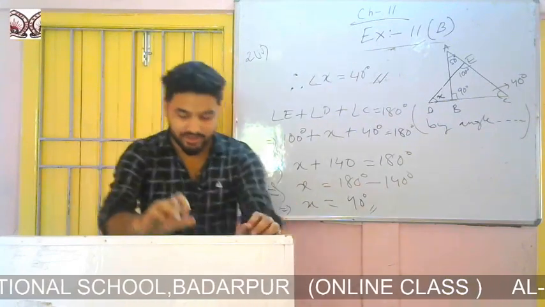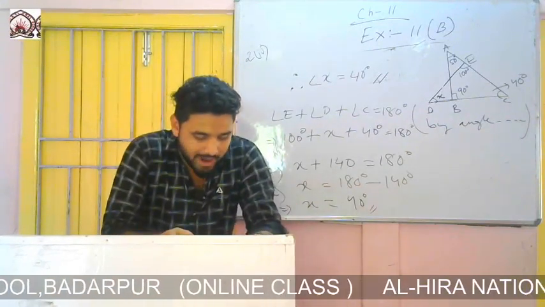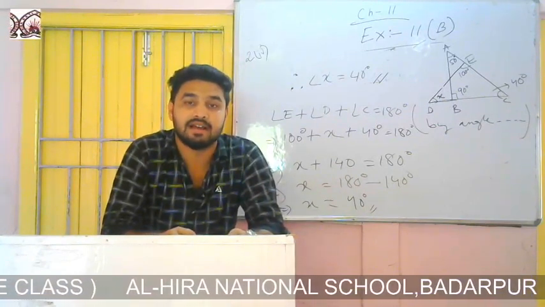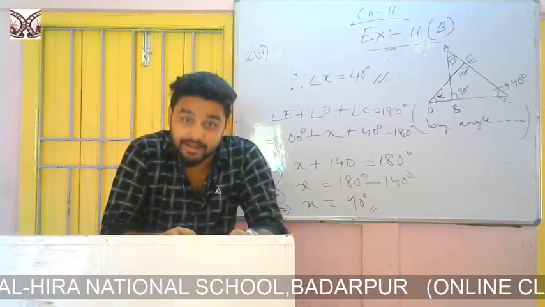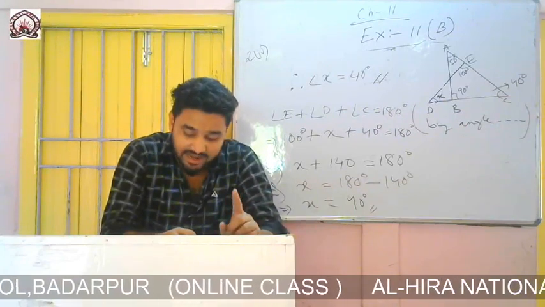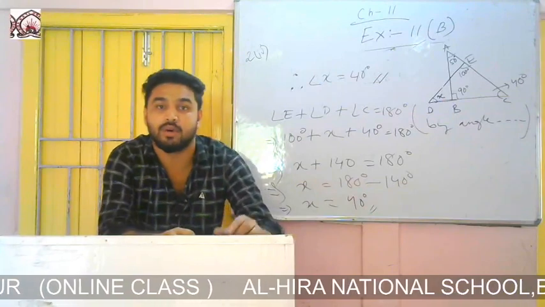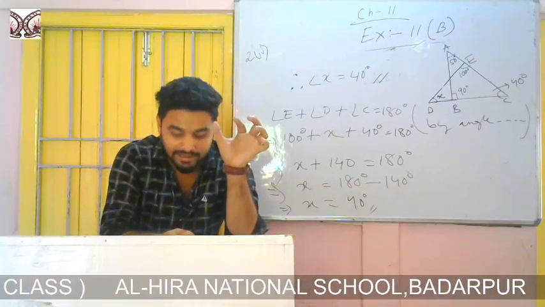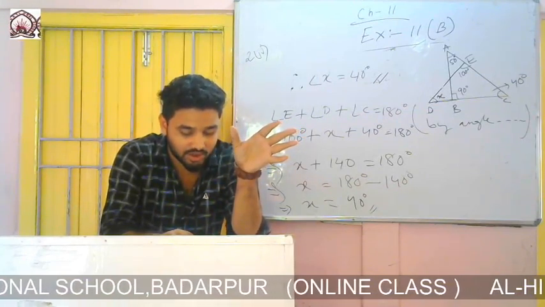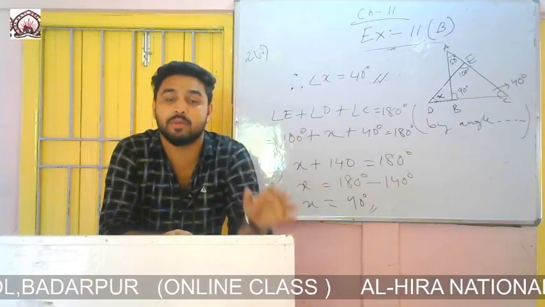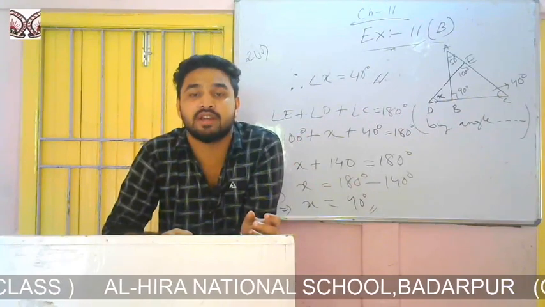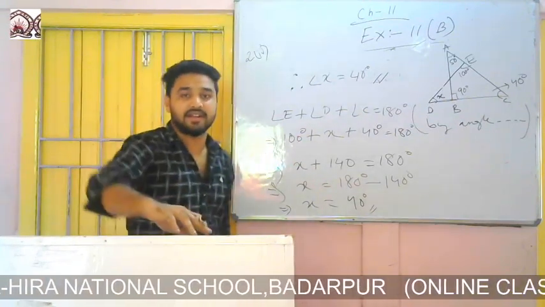Now come to question number C. One of the exterior angles of a triangle is 100 degree. That means the measure of the exterior angle is given, 100 degree. Now come to the next part. And its interior opposite angles are equal. That means whatever the interior opposite angles, they are equal to each other. What is the measure of each of these two angles? That means we have to find the measure of the two equal angles.